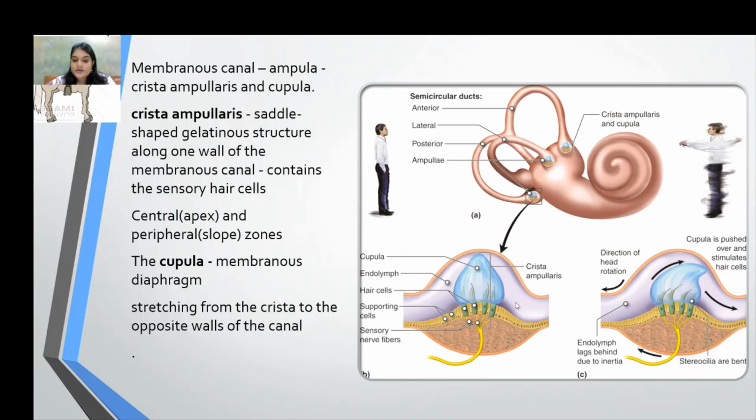This is the endolymph. So the crista ampullaris is a saddle shaped structure on one wall of the ampulla. It has a central portion that is the apex, and the peripheral zones are formed by the slopes. And this crista ampullaris contains the hair cells, and there is a membranous diaphragm that extends from the crista ampullaris to the opposite wall of the canal, that is known as the cupula, and this is the endolymph that is inside. And there is a water seal between the endolymph and cupula, that is, endolymph cannot move freely across the cupula.